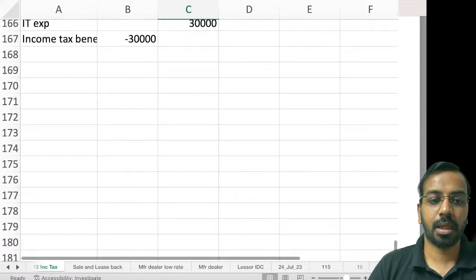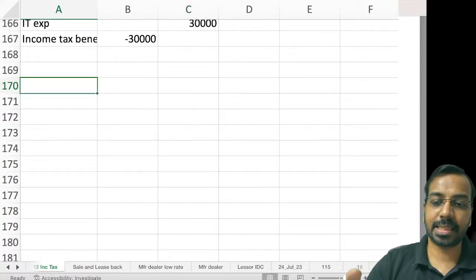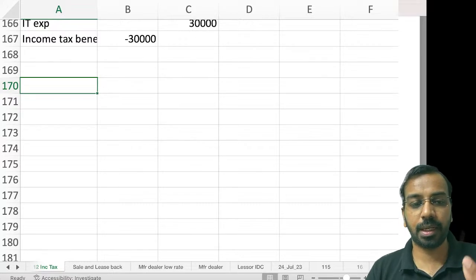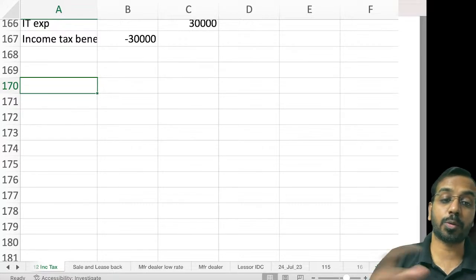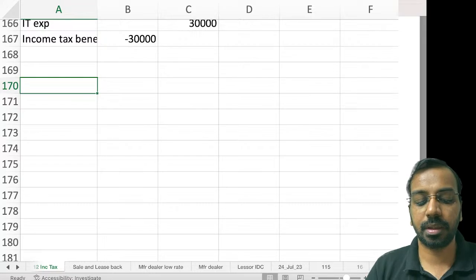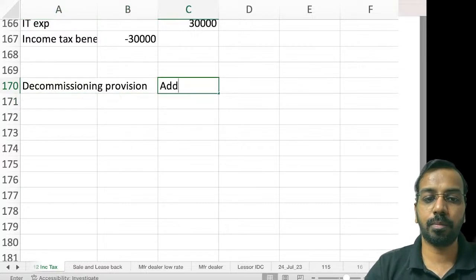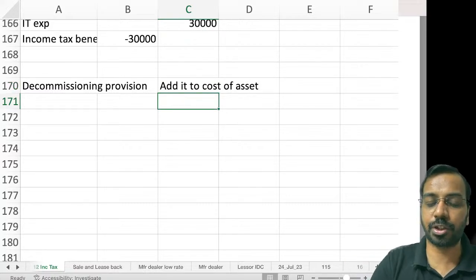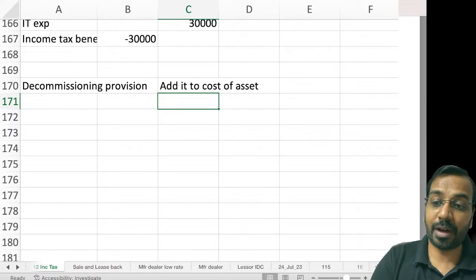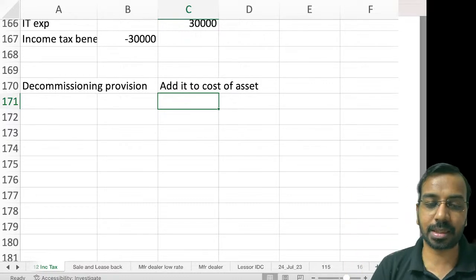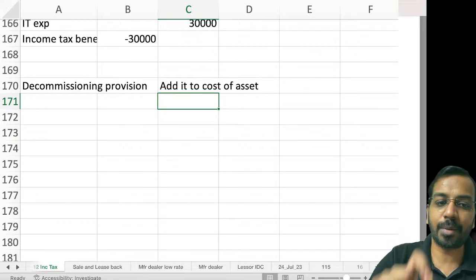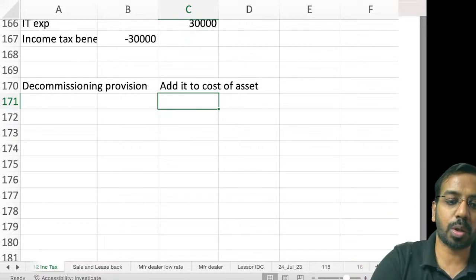Now, sometimes what happens is when you initially recognize an asset, there would also be a liability which is correspondingly getting recognized. For example, if there is a decommissioning cost. Now, this decommissioning provision, what do you do? You add it to cost of asset. Do you add decommissioning provision to the cost of asset as far as your income tax is concerned? Does income tax tell you to add present value of decommissioning provision to the cost of asset?